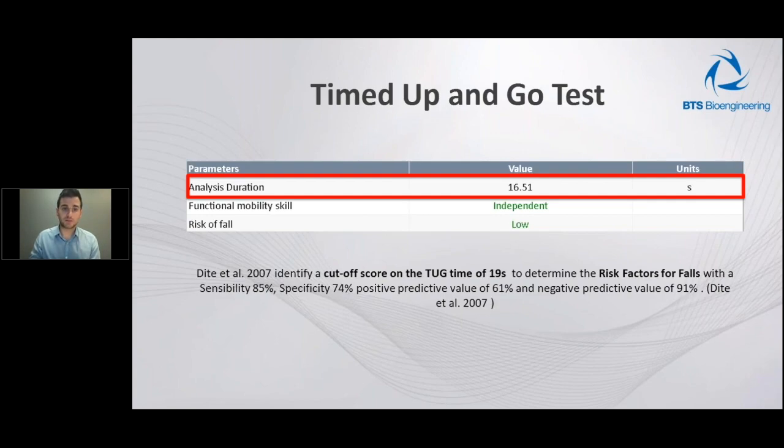So, according to the same author as before, who identified the cutoff score for these pathologies at 19 seconds, the patient has a low risk. And also for the functional mobility, the patient is independent. But also in this case, let's look at the Timed Up and Go sub-phases.